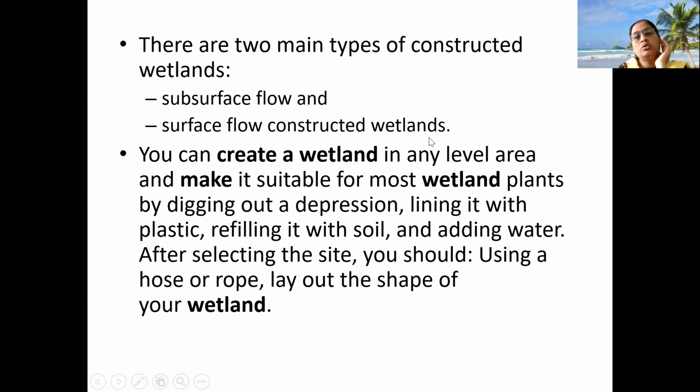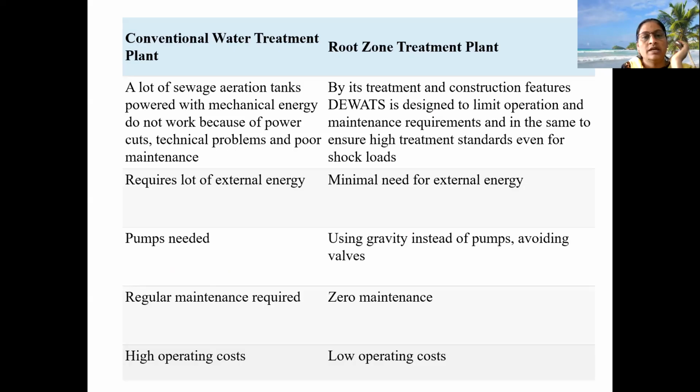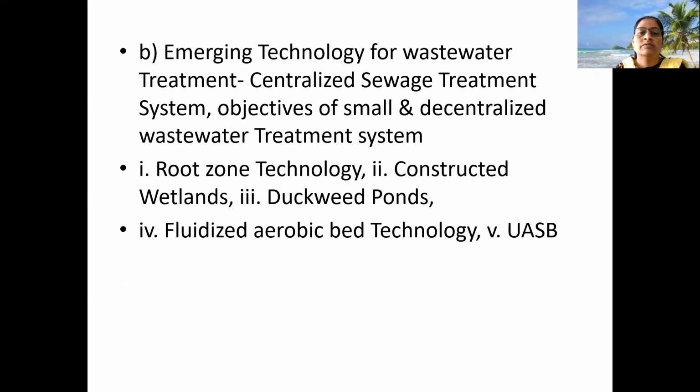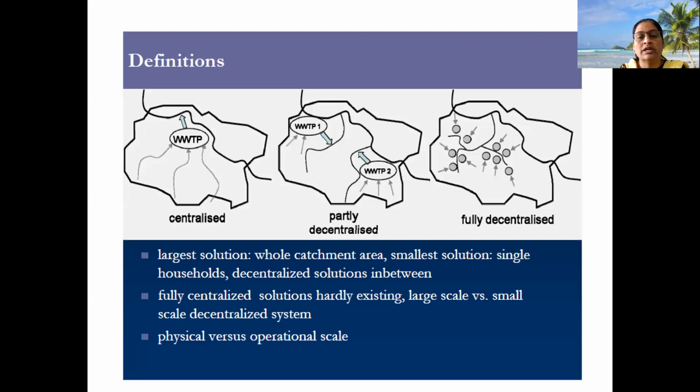Okay, there are two. Yesterday we discussed root zone technology and the centralized and decentralized wastewater treatment systems. In the centralized system, we collect the wastewater from the entire city at one place and treat it. That is the centralized sewerage treatment system. In the decentralized wastewater treatment system, we treat the wastewater at the place where it is generated. And in between, there is a partially decentralized sewerage system.